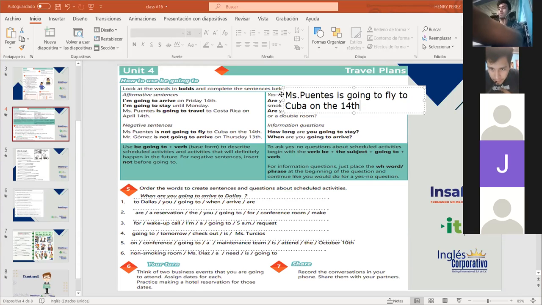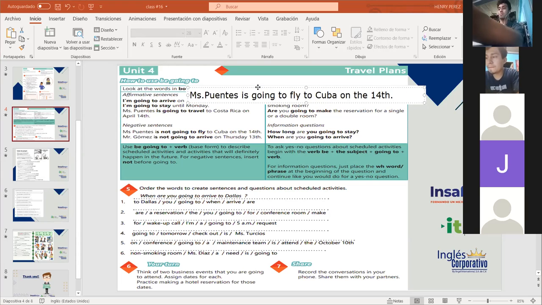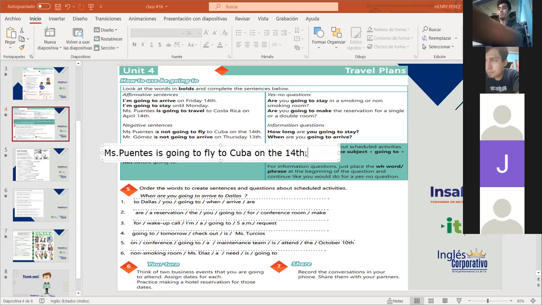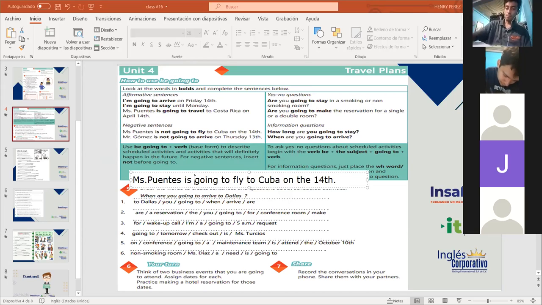All right. Can you see the... ¿Qué les puse la oración? Vean esta oración. Look at this sentence. Is this sentence affirmative, negative, or question? ¿Cuál de las tres sería? Affirmative, right? Yes, afirmativa, porque no es pregunta. Mr. Puentes va a volar a Cuba el 14, right? Maybe the 14th of the month, el 14 de whatever month you want. But it's affirmative. To make it negative, para hacerla negativa, lo único que ponemos es el not antes de going to. Es todo. Para hacerlo negativo, that's it.